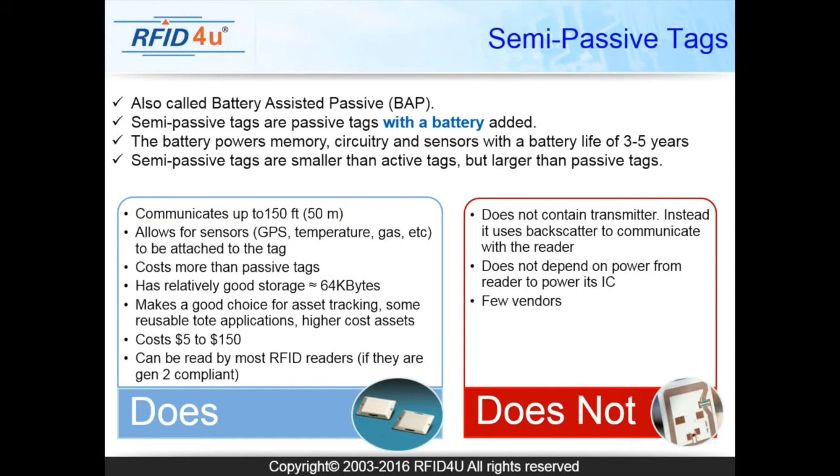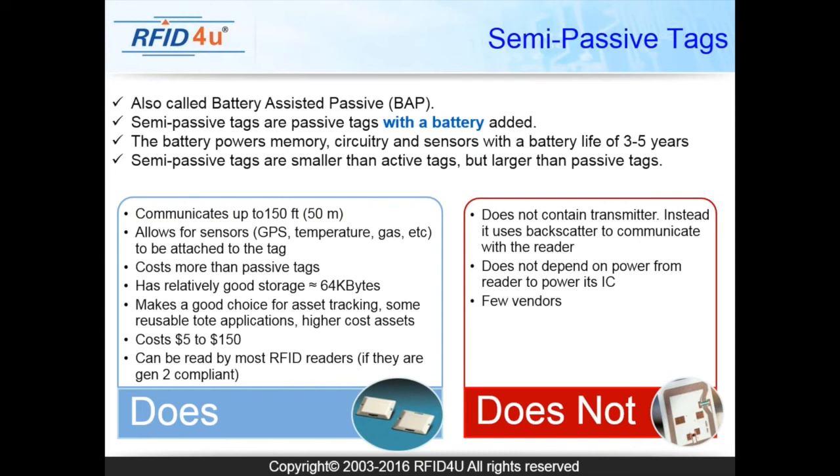Makes a good choice for asset tracking, reusable totes. Higher cost assets will cost anywhere from $5 to $150, but because you could use it on multiple assets, you might be able to use it 20 times or 30 times or 100 times, because you can take it off, recode it, put it on another asset. So the per unit cost is what's important, not so much the initial cost, and it can be read by most RFID readers if they are Class 1 Gen 2 compliant. There are a few specialized readers that are out there, but not very many.